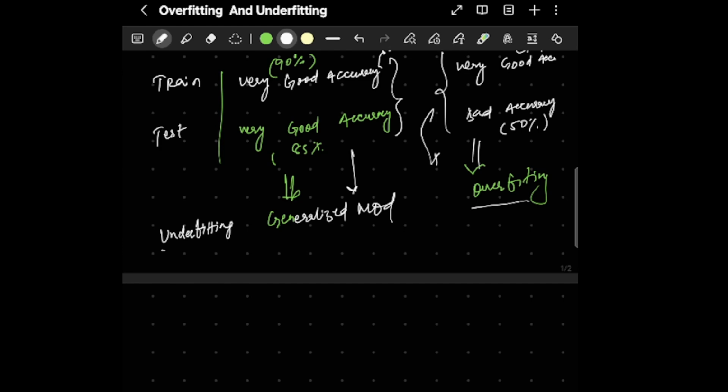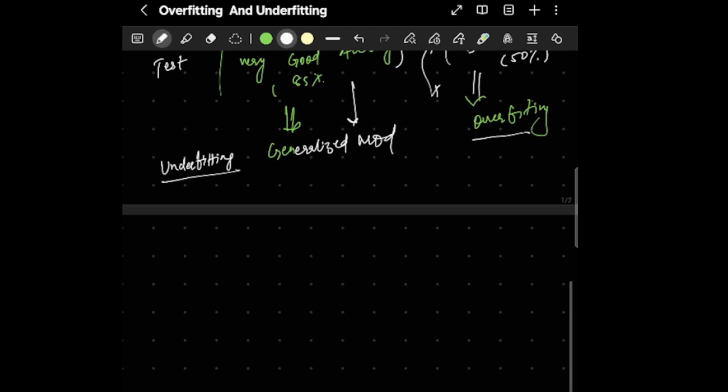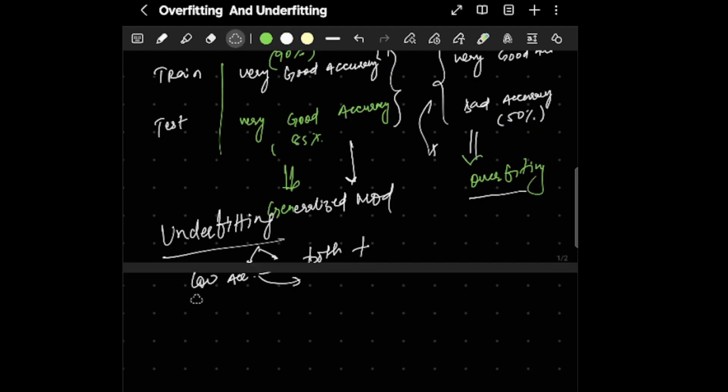Now let's discuss underfitting. If the model has low accuracy on both training and test data, this type of model is underfitting. Understand?